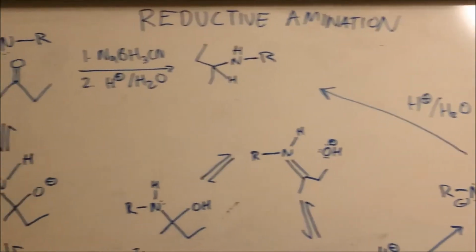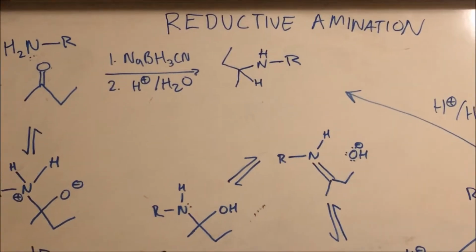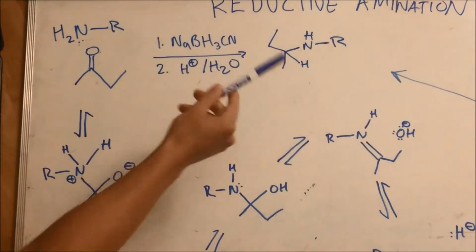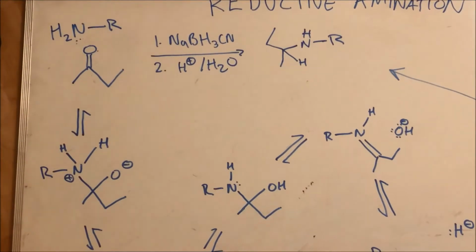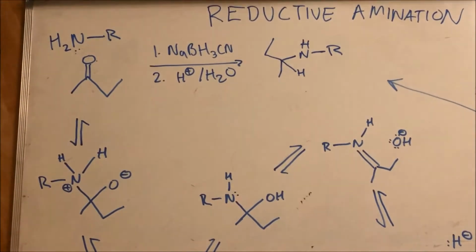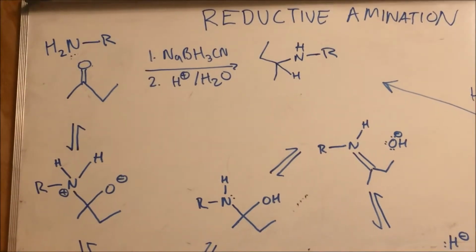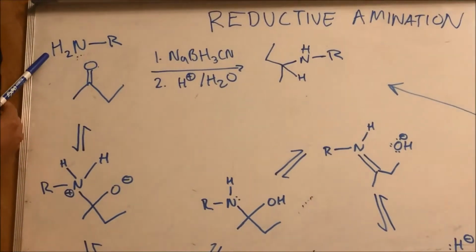Today we will go over reductive amination. Reductive amination uses an amine and a ketone or aldehyde to form a more substituted amine. For example, if a primary amine is used as a reactant, the product will be a secondary amine. The reactant amine must be bonded to at least one hydrogen.